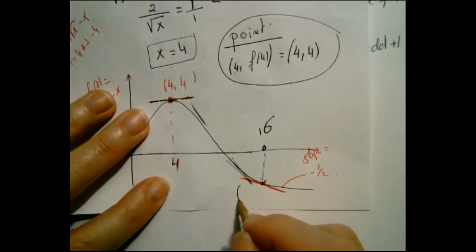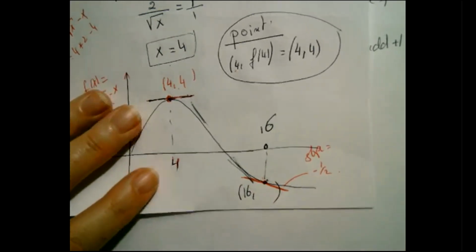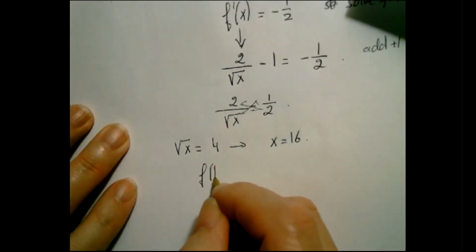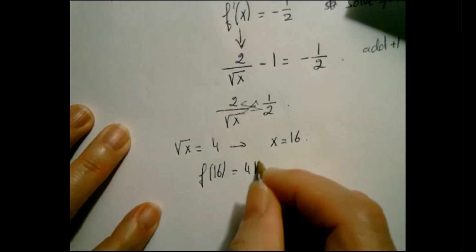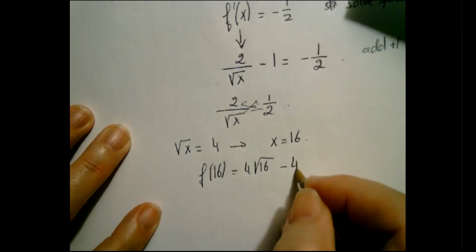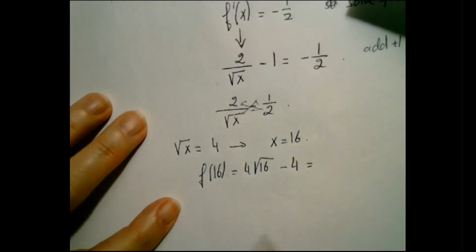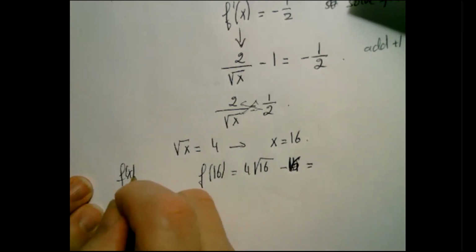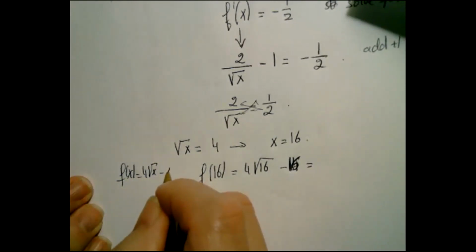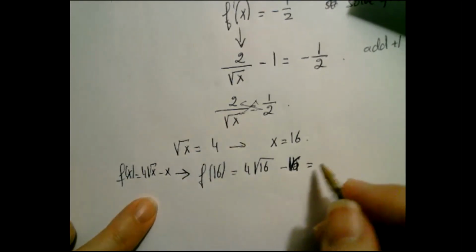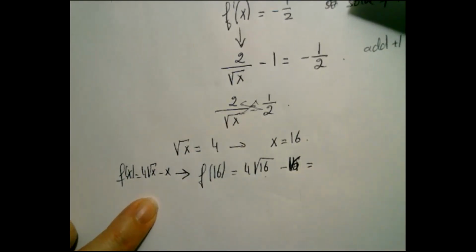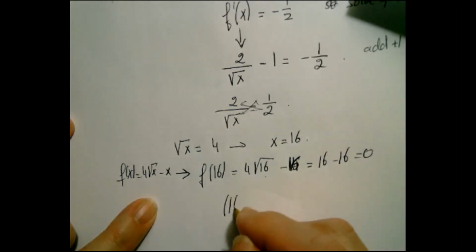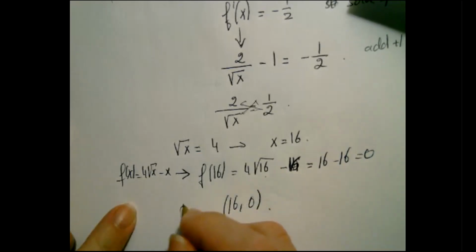And the point is 16 and f of 16. So let us compute f of 16. I'm after the point. It's 4 square root of 16 minus 16, because f of x is 4 root x minus x. So minus 16, which is going to give me 4 times 4, which is 16 minus 16, which is equal to 0. So 16, 0, that's the point.